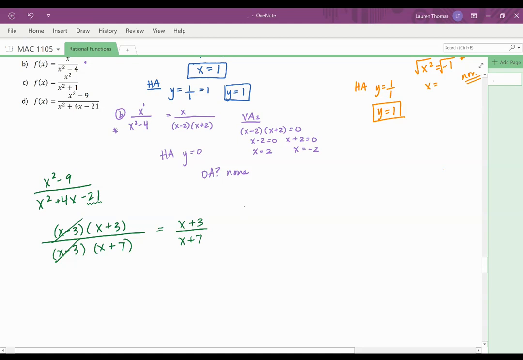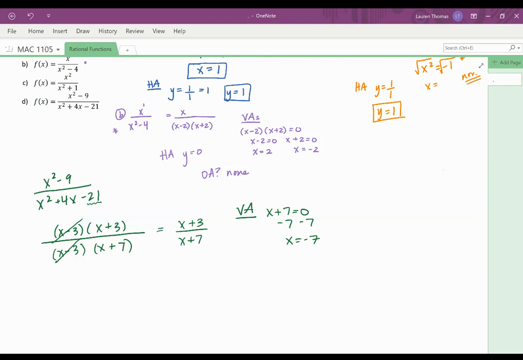So I'm going to walk myself through those steps again. So vertical asymptote, I'm going to set the denominator equal to 0, solve for x. So x equals negative 7. There's my vertical asymptote. Then I'm going to check to see if it has a horizontal or an oblique asymptote.